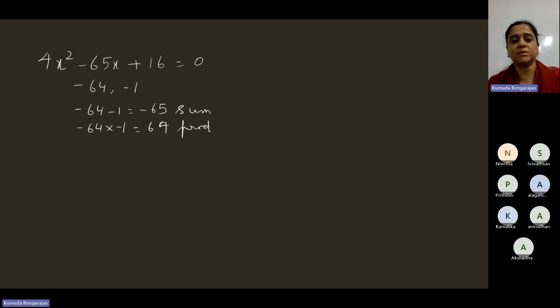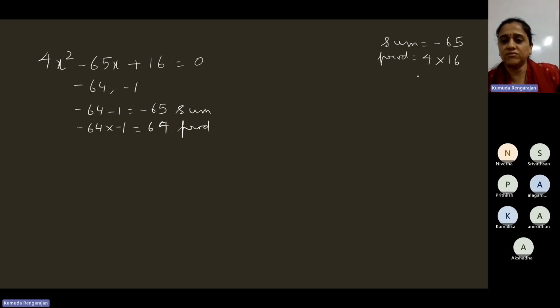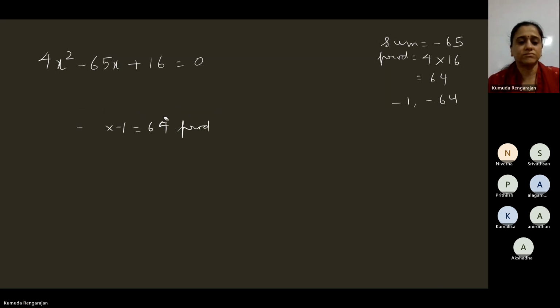If you want to split the middle term, sum and product. Sum is minus 65, and the product is 4 into 16, 64. So the two numbers are minus 1 and minus 64. Minus 1 minus 64 is minus 65, and minus into minus is plus, 1 into 64 is 64. So 4x squared minus x minus 64x plus 16 is equal to 0.